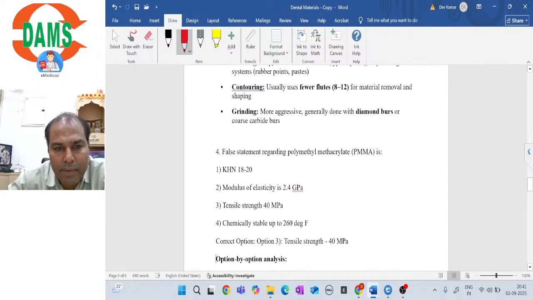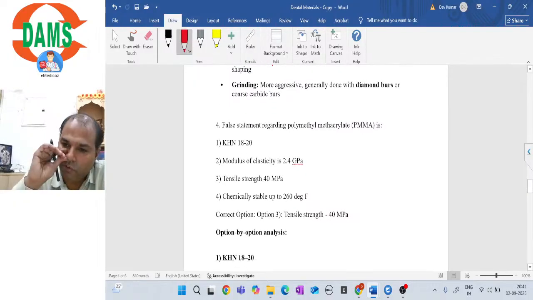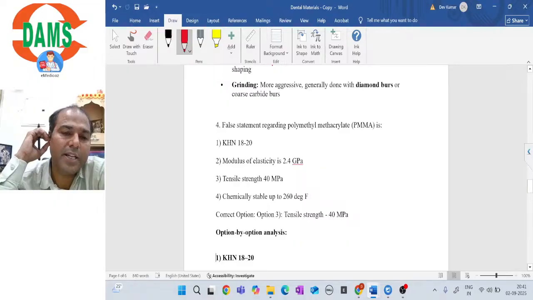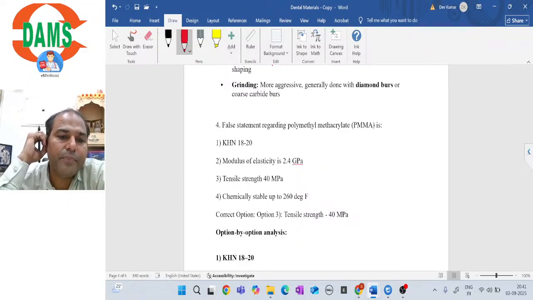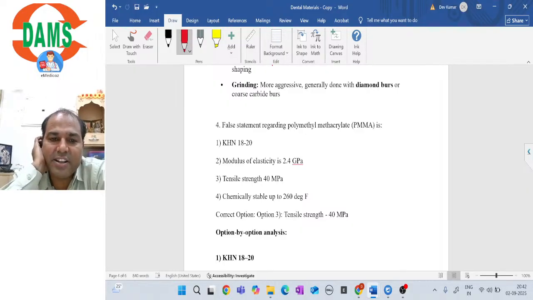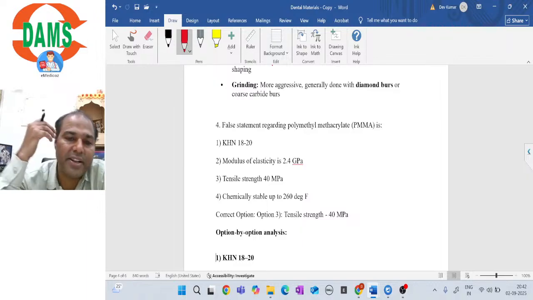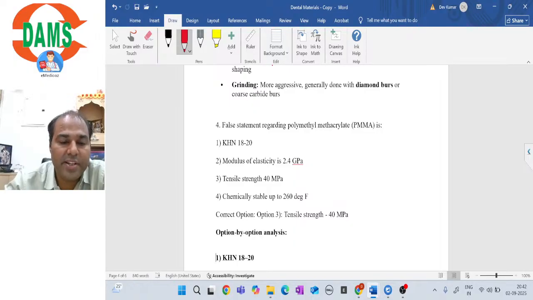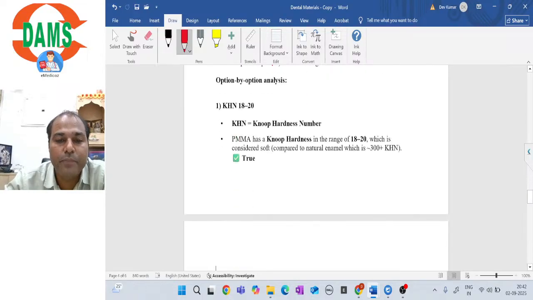False statement regarding PMMA, polymethyl methacrylate: Knoop hardness number is 18 to 20, modulus of elasticity is 2.4 gigapascal, tensile strength is 40 megapascal, and chemically stable to 260 degrees. Now this is a very difficult question, you need to mug it up. Here the answer is the tensile strength is 40 megapascal, it's a false statement. Knoop hardness number 18 to 20 is correct. Modulus of elasticity 2.4 gigapascal is absolutely perfect, and chemically stable to 260 degrees Fahrenheit is absolutely fine.